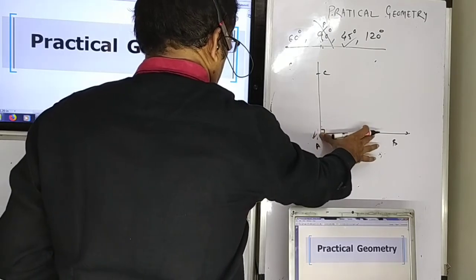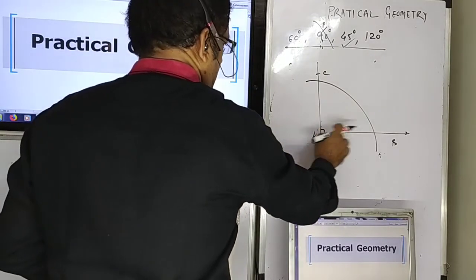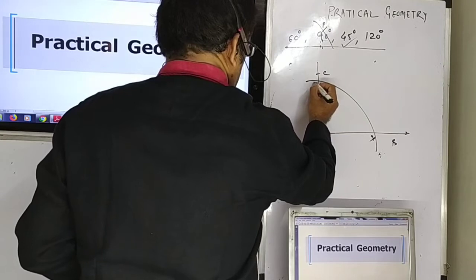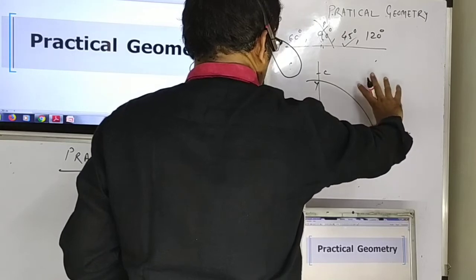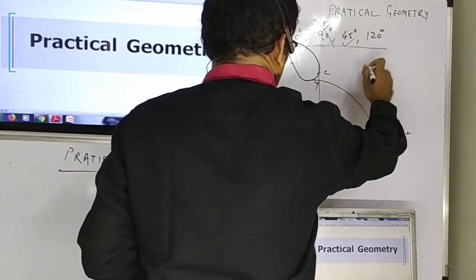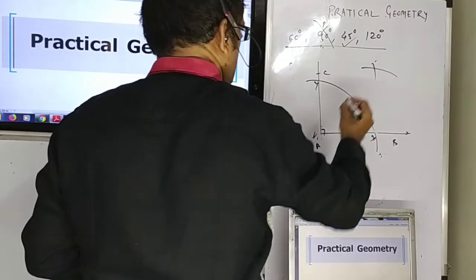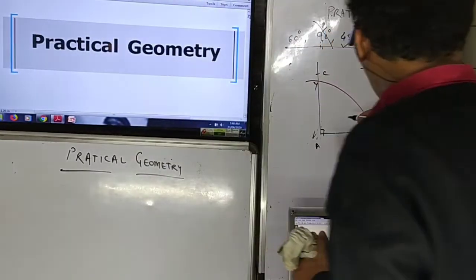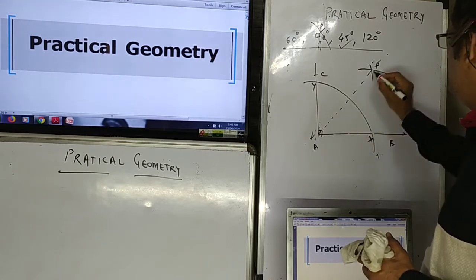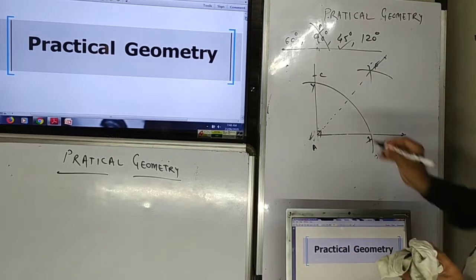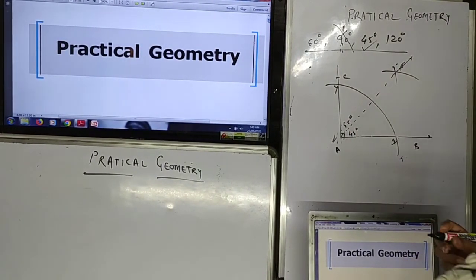Take some distance in the rounder and draw one arc with center A. Now let us say this intersects this ray at X and Y. With X and Y as the center, draw one arc from X with some radius, and with the same radius draw another arc intersecting each other at say P. Now this ray is the angle bisector. This angle is 90 degree, means it is angle bisector, dividing this into 45 degree, 45 degree.